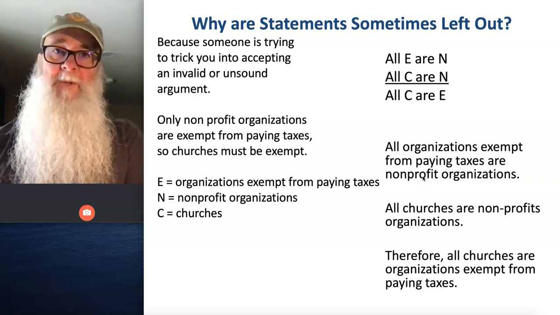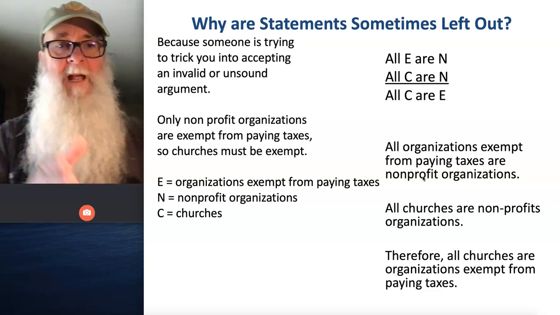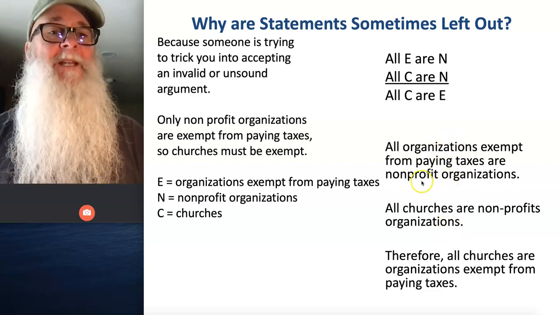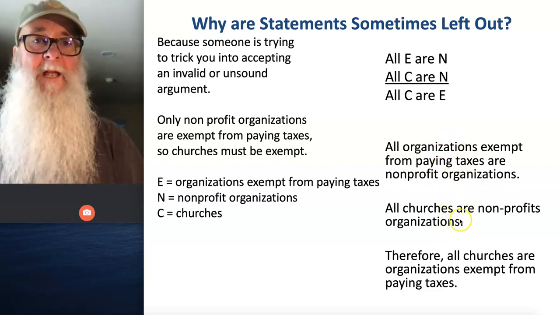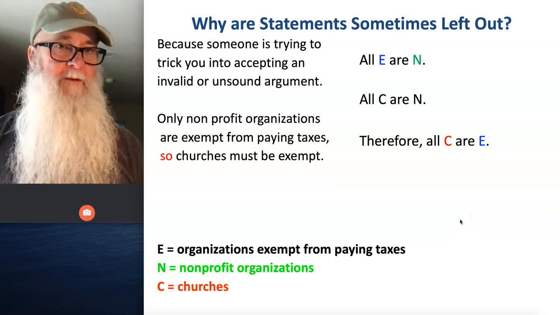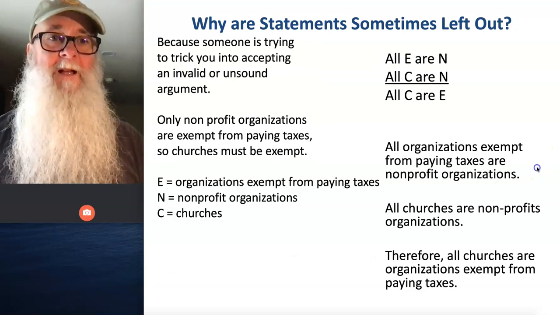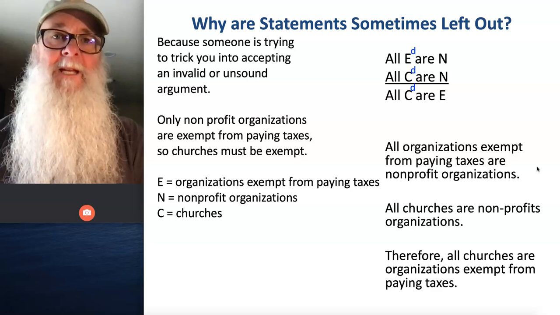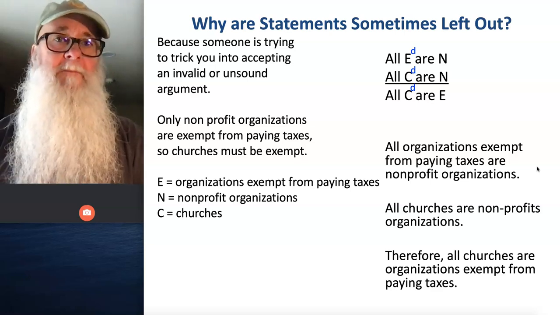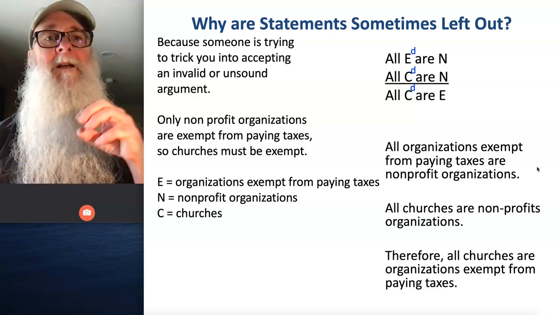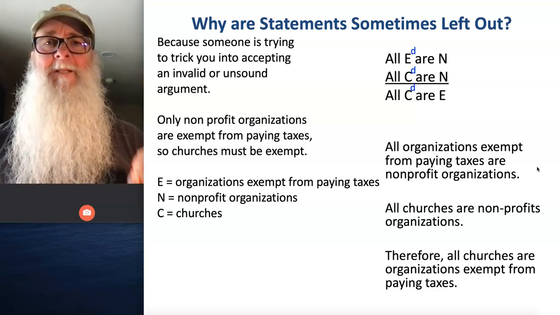I can look at it symbolically and refer back to what the terms refer to, or I can write out the terms in their complete wording. Okay, so to test this argument for validity, now I'm going to identify the distributed terms of the argument. This argument has three A statements, and all A statements distribute their subject terms. So E is distributed, and C is distributed, in both the second premise and in the conclusion.